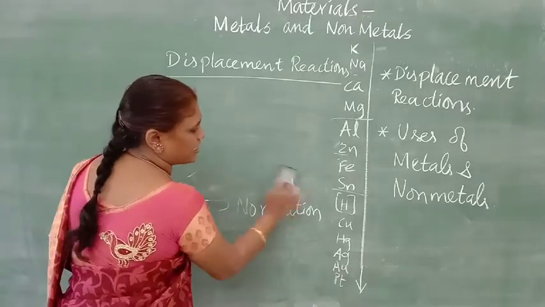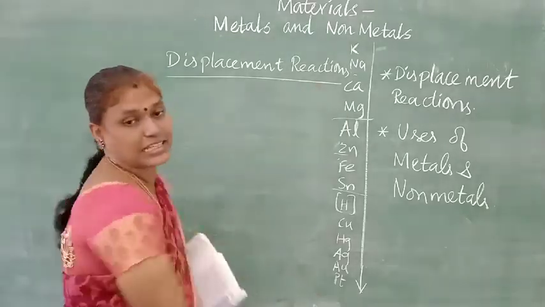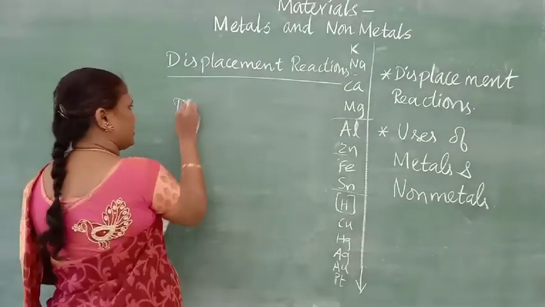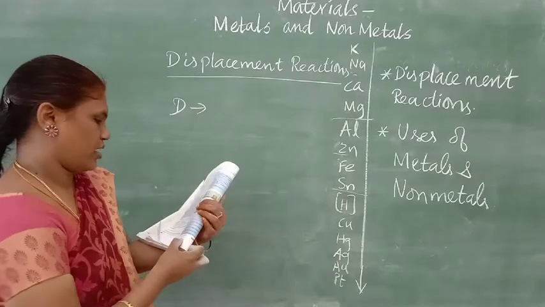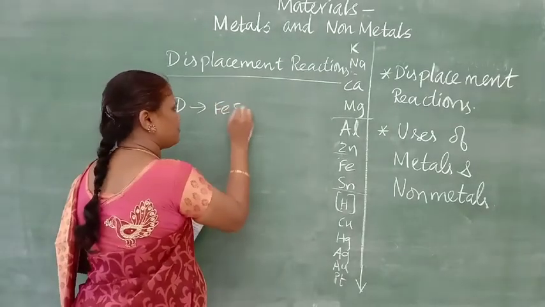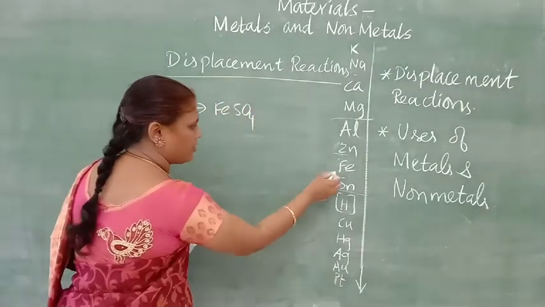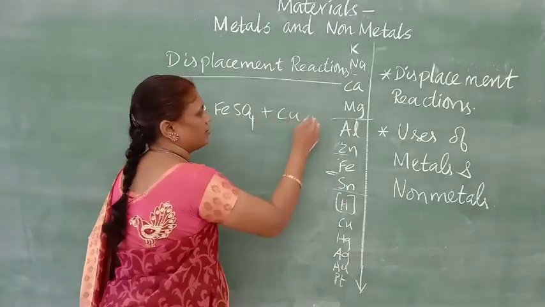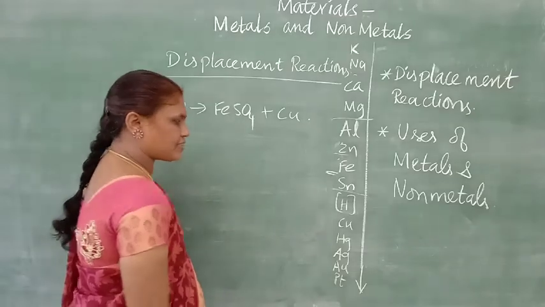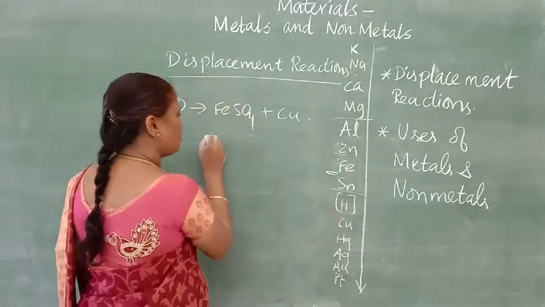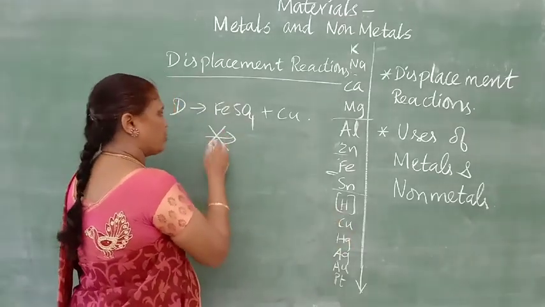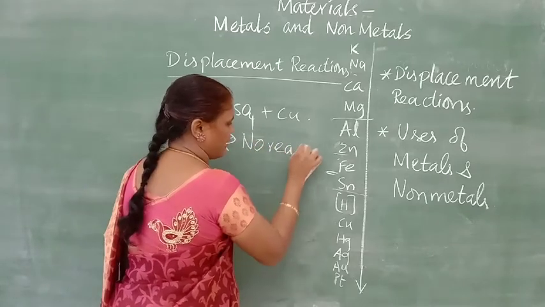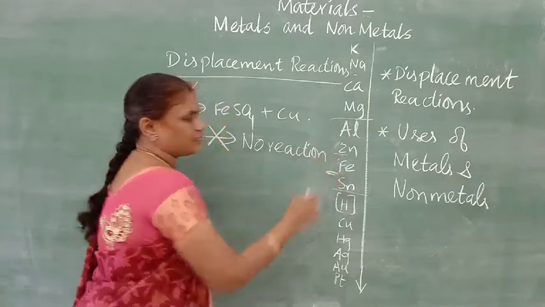You should see the position. That's why I have given the reactivity series. This is called the reactivity series of metals. Let us see D. The same, they have given iron sulfate. Where is iron? Here. Reaction with copper, will it take place? Copper is down. Will it take place? No. The reaction will not take place because copper is less reactive than iron.